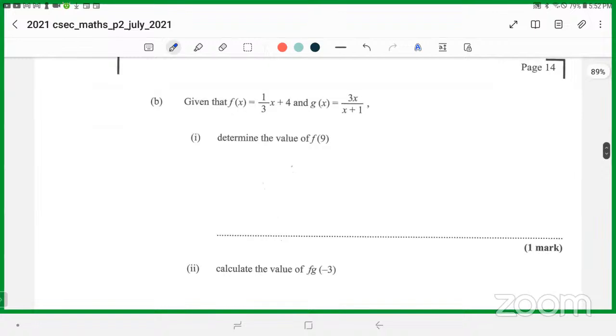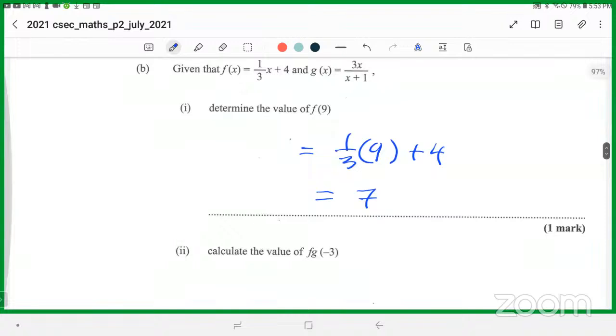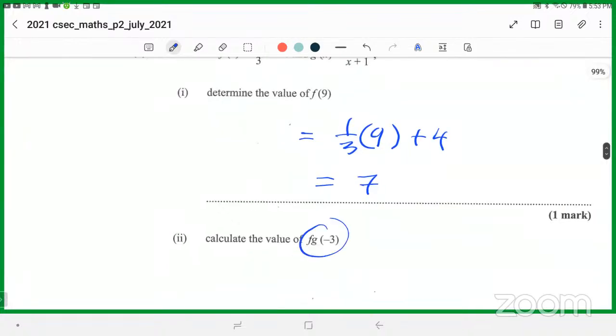Next part is a functions question. Lovely. The question gives us these two functions, f and g. First part wants f of 9. So we're going to take 9 and put it in the f function right here. f of 9 works out to be a third of 9 plus 4. A third of 9 is 3. 3 and 4 is 7. Beautiful. Easy.